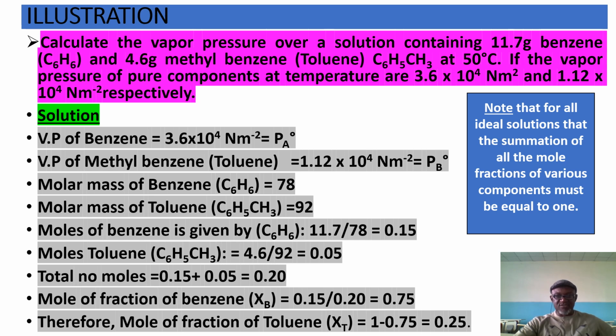We calculate the molar mass. The formula is given here: 78 for benzene, and for toluene, 92. Now, the number of moles of benzene is the grams given over the molar mass, which gives us this. The number of moles of toluene is the grams given, 4.6, over 92, which gives us this. The total number of moles is 0.15 plus this, giving 0.20. So we'll get the mole fraction for benzene and also for toluene. Here we're using B for benzene and T for toluene. We also note that for all ideal solutions, the summation of the mole fractions must be equal to 1.